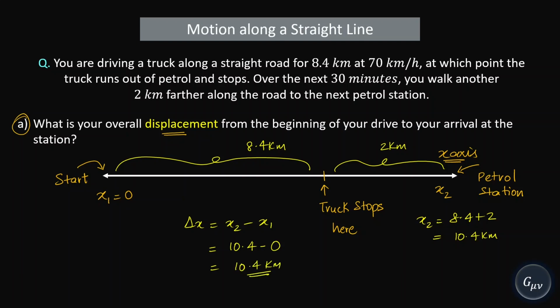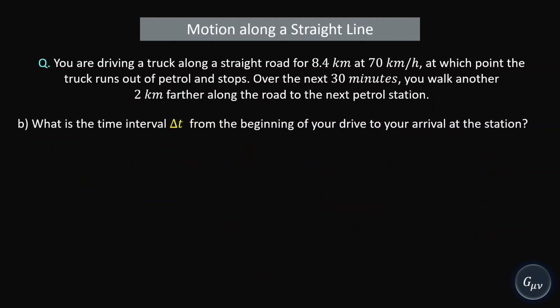Now, part B is asking the time interval delta t. So we already know the time interval of walking. Delta t walking is 30 minutes, which is 0.5 hours. What we do not know is the time interval of the drive. So delta t drive is the unknown quantity.